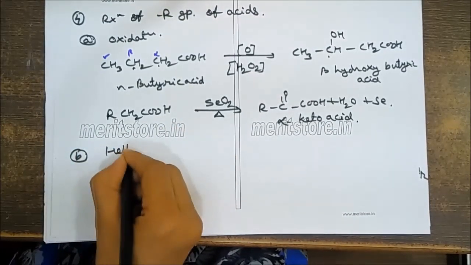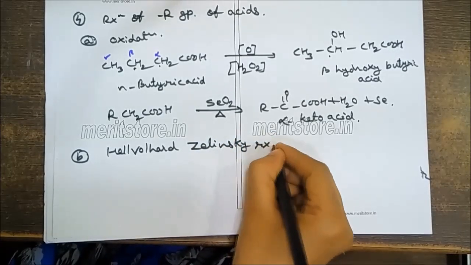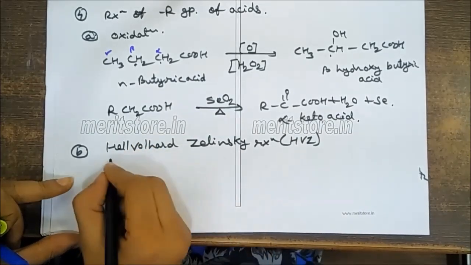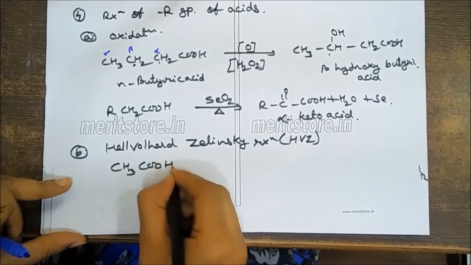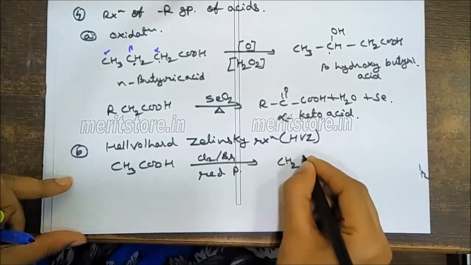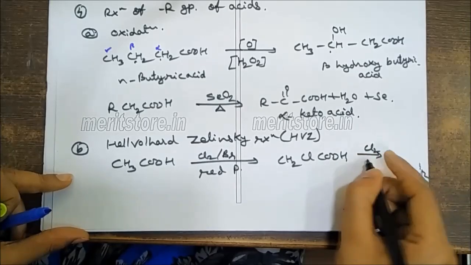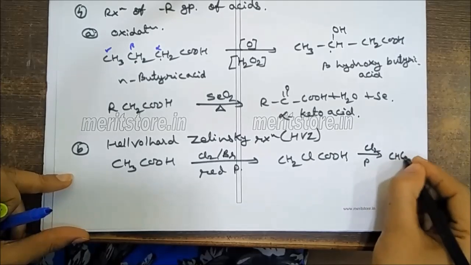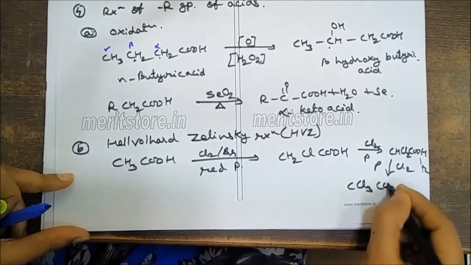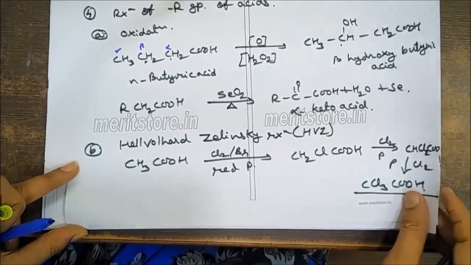Next reaction is the Hell-Vollhard-Zelinsky reaction, or HVZ reaction. In this reaction, alpha halogenation of aliphatic acid is done. If we take acetic acid in presence of chlorine or bromine and red phosphorus, we get alpha halo acid. This reaction does not stop here, it reacts further also, and this product is found at the end. This reaction is called the Hell-Vollhard-Zelinsky reaction.